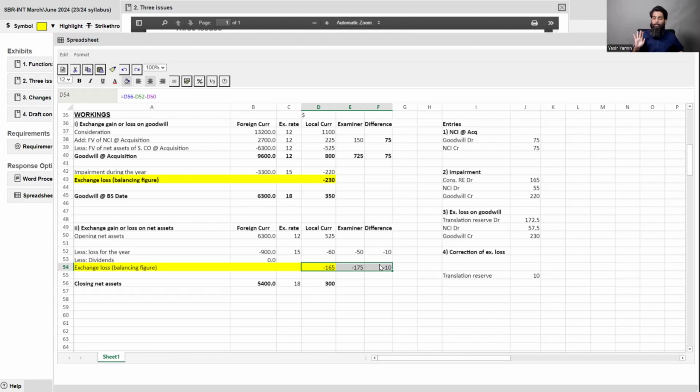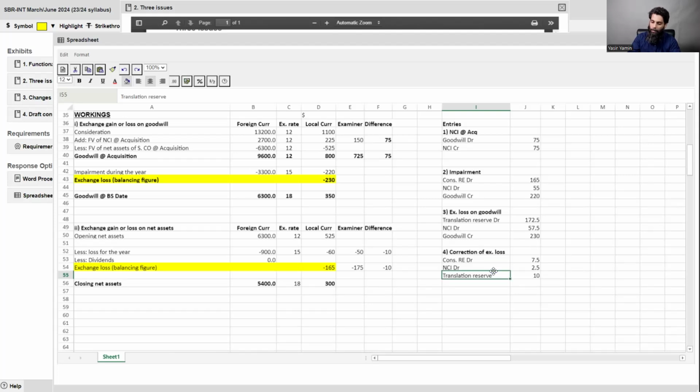Do you understand? So the loss actually for the year in dollars is 60. It's not 50. So you need to increase your loss, and this loss will affect both parties, consolidated retained earnings and NCI both. 75% of this effect will go into CR and 25% of this effect will go into NCI. Let me know if it's clear for everyone.